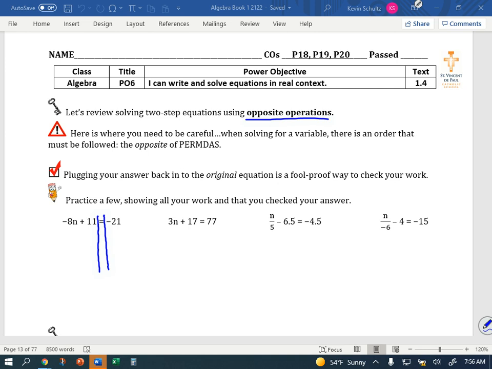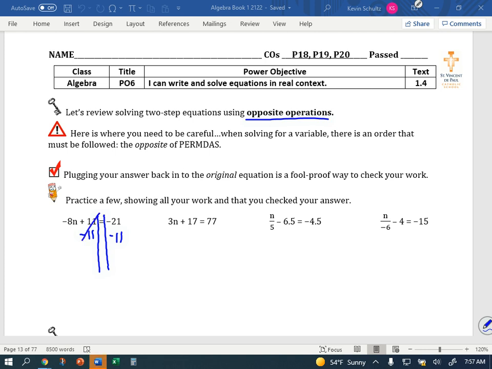And why would you subtract 11? Because it's the opposite of adding 11. Right, and what does that do? Well, what it does is that subtracting 11 from both sides, and again, notice it's the opposite operation of adding 11, right? What it does is it cancels that 11 out on the left side.